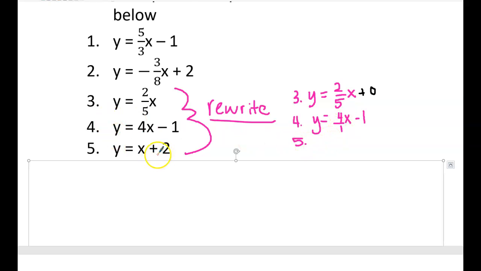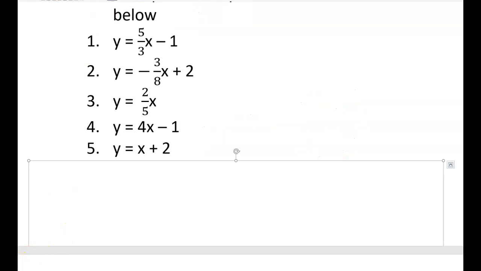Let's go ahead and take a look at number 5. So for number 5, I have no slope at all. But I do have my y-intercept. So when you're missing your slope, that means that your slope is 1. But if I just put a 1 there, I'm still missing a number. That's like my rise. I also need a run, so I'm going to put it over 1. So in this case, when you have no number here at all, the rise and the run are both 1. And so we're going to start at 2 for my y-intercept, and then I'm going to go up 1 over 1.